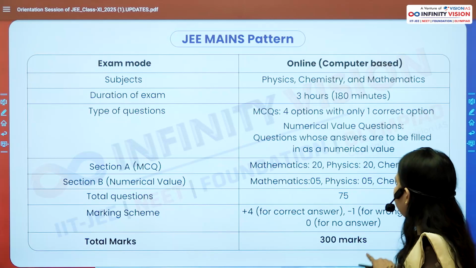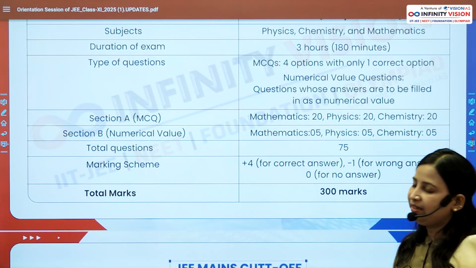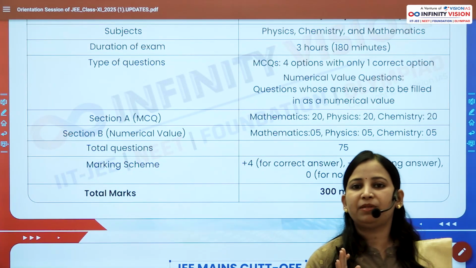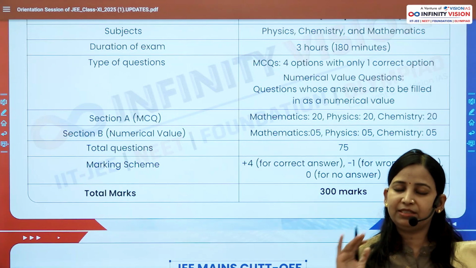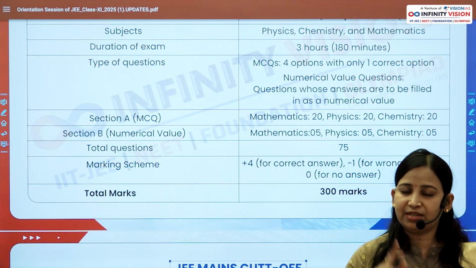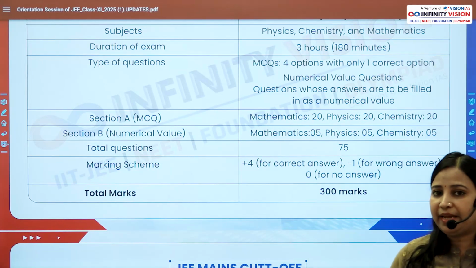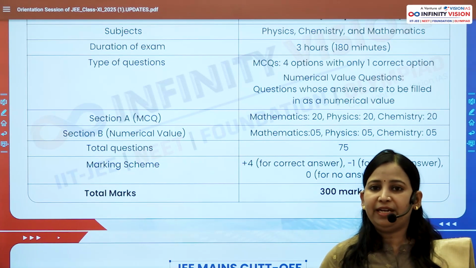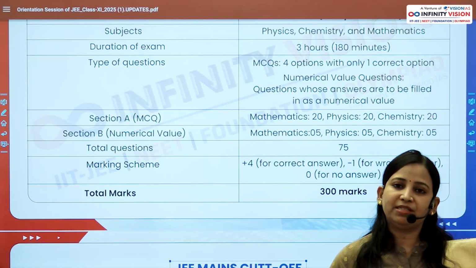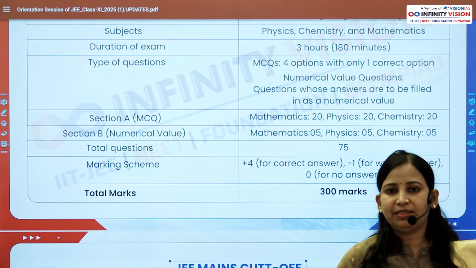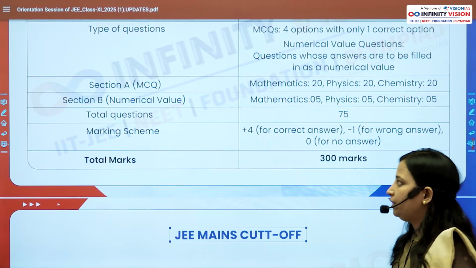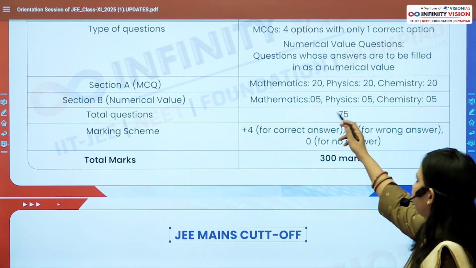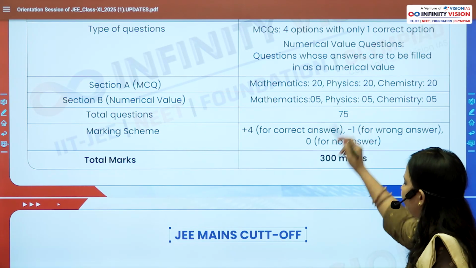Okay. So if we see, the JEE Mains paper is divided, each of the sections, physics, chemistry, mathematics, is divided further into 2 sections, that is section A and section B. Section A consists of 20 MCQ questions and section B consists of 5 numerical answer type questions. Okay. There are a total of 75 questions. If you add the physics, chemistry and mathematics questions, it comes to 75.